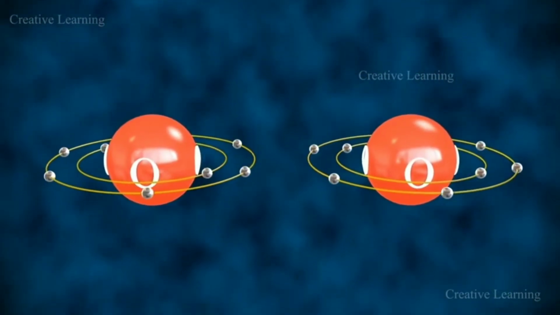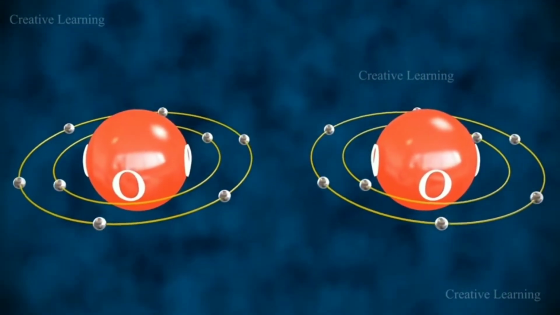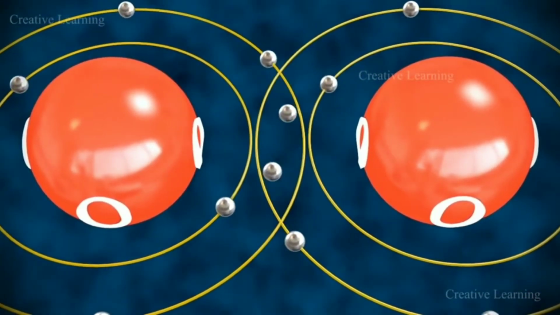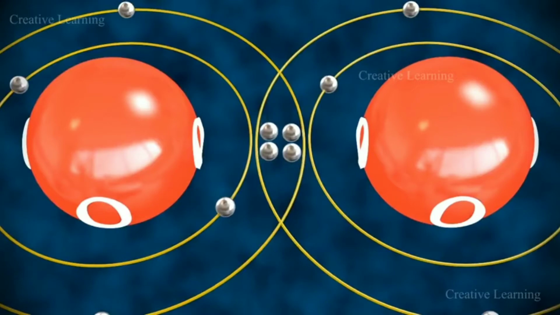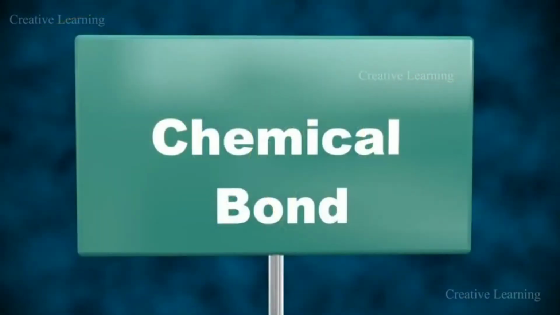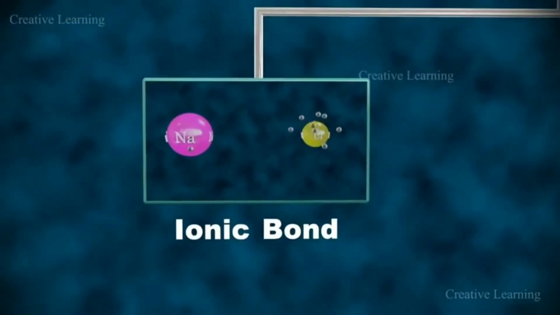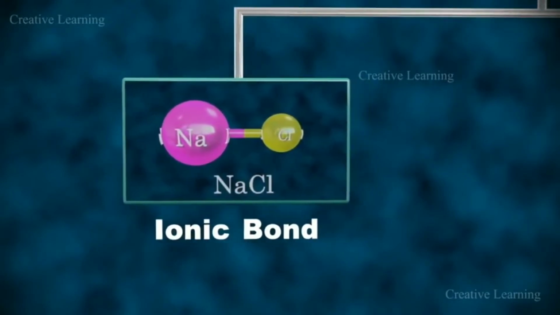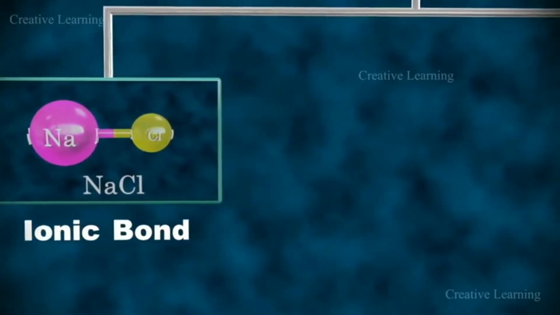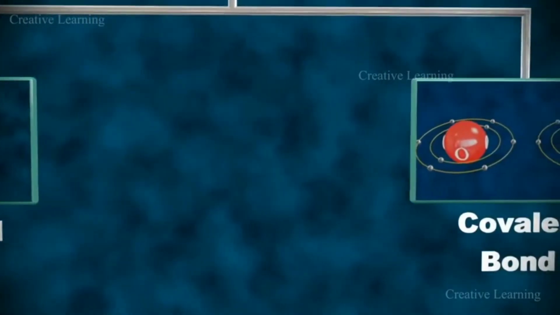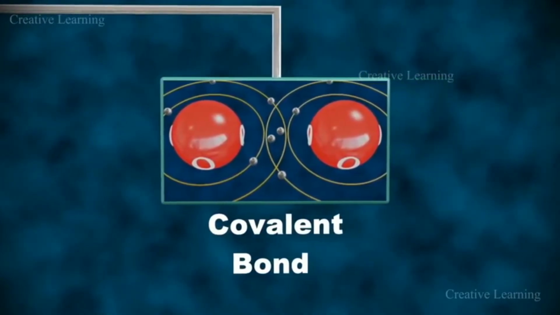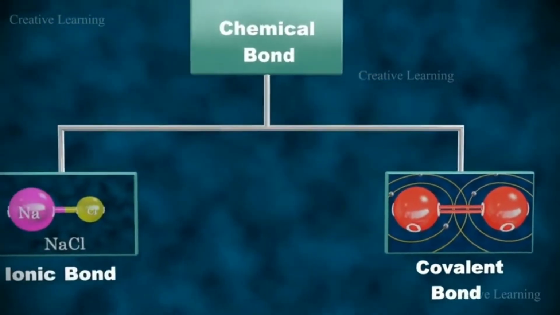The strong force that holds together the constituent particles, atoms, ions, or molecules in a chemical species is known as a chemical bond. The chemical bonds are broadly classified as ionic bond and covalent bond. Let us discuss these chemical bonds in detail in this module.